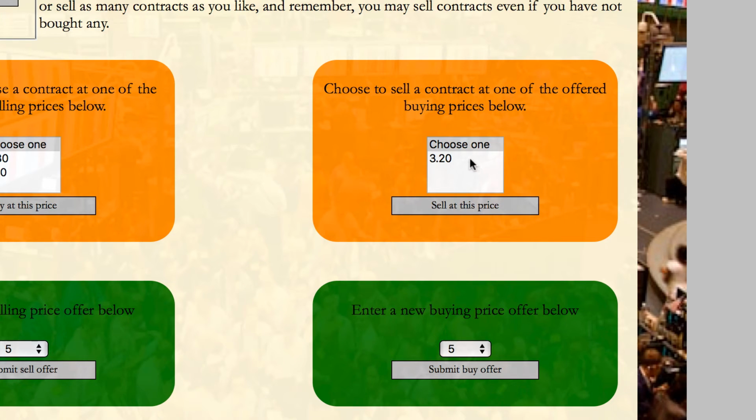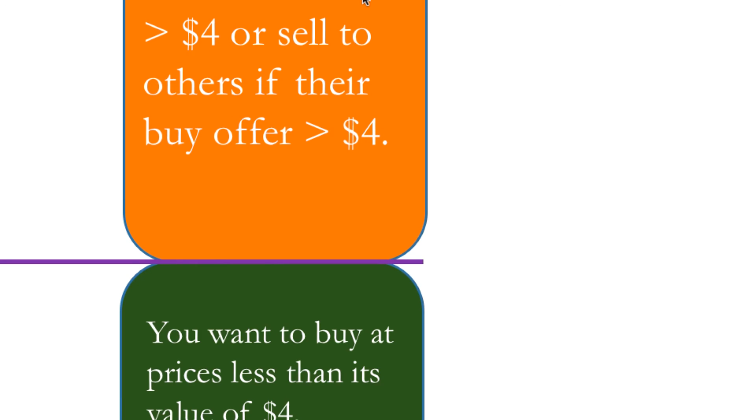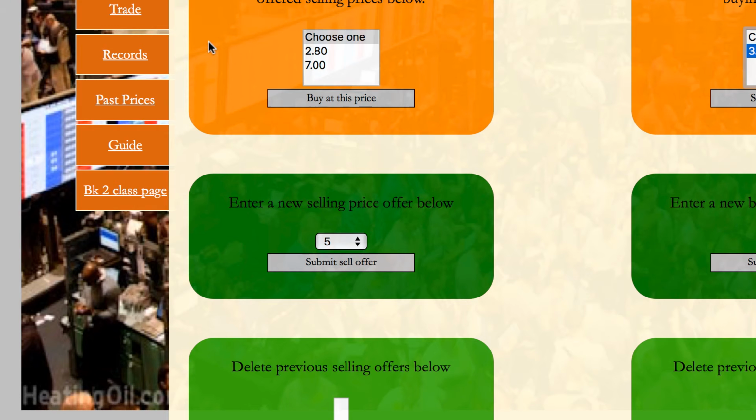Now someone else said that they would buy at $3.20, but I don't want to sell to them at $3.20 if I believe the contract is valued at $4. Also, we might want to make sell offers to others for more than $4.